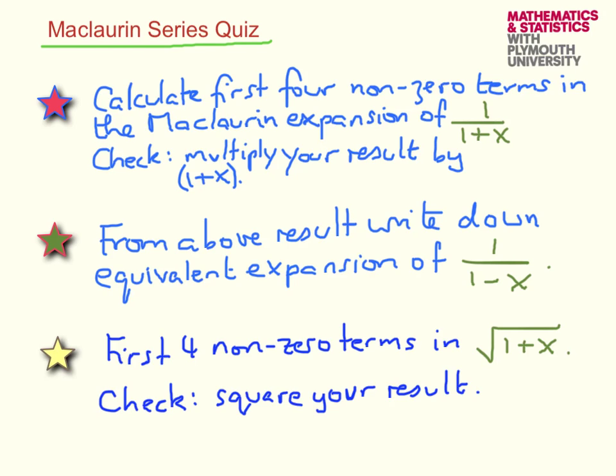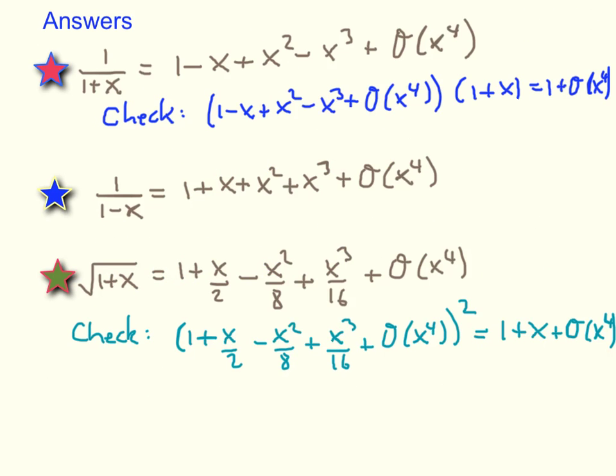Okay, welcome back. Let's look at the next slide with the answers to these questions. So here are the answers to the questions. The Maclaurin expansion of 1 over 1 plus x is 1 minus x plus x squared minus x cubed, and this pattern continues on forever, but this is the accuracy that was asked for. So we write here it's this plus terms of order x to the fourth.